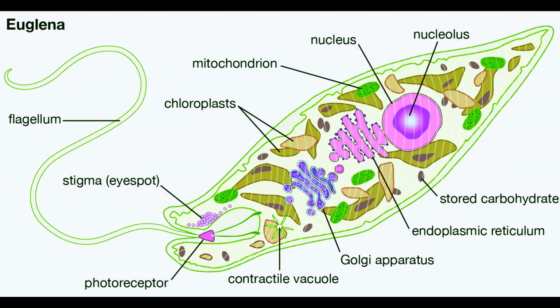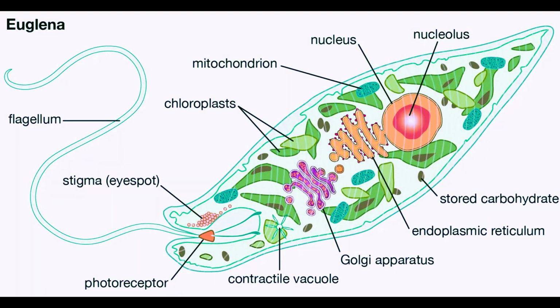Right next to the flagellum, you'll notice a red spot labeled stigma or eye spot. This structure helps Euglena sense light direction, allowing it to move toward light sources, a behavior called positive phototaxis. Just below the eye spot is the photoreceptor or paraflagellar body, which works together with the eye spot to guide Euglena towards sunlight for photosynthesis.